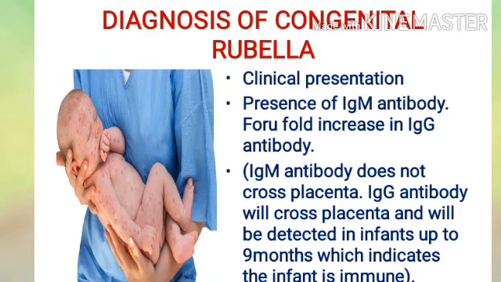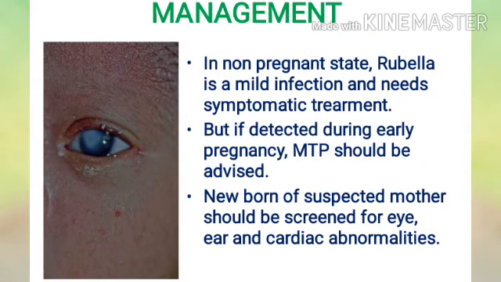Regarding the management of rubella and congenital rubella, in the non-pregnant state, rubella is a mild infection and it needs only symptomatic treatment. But if detected during early pregnancy, there is a high chance of congenital malformation, so medical termination of pregnancy should be advised. It is better to abort the pregnancy, and the newborn babies of a suspected mother should be screened for this condition. The newborn should be screened for eye, ear and cardiac abnormalities.